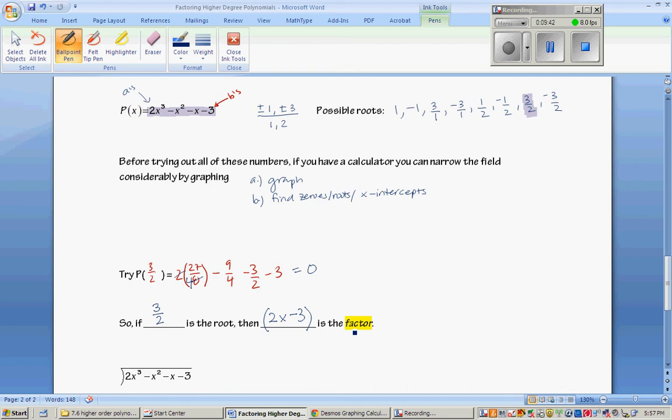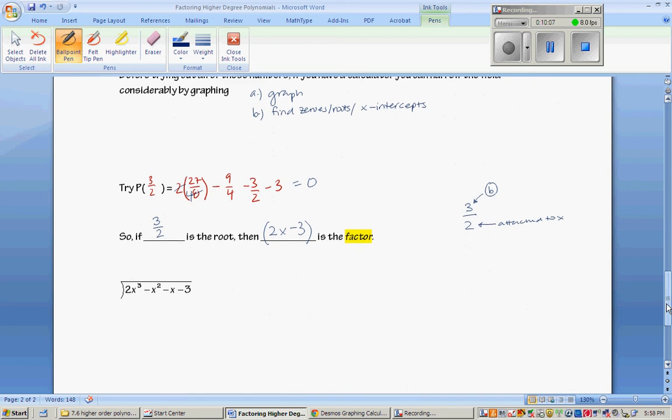That's the factor. So what you want to do is the number on the bottom gets attached to the x, and this number on top is the b part of the binomial. And it's always the opposite of what your root is. If your root is positive, you have a subtraction sign. If your root is negative, it has an addition sign.